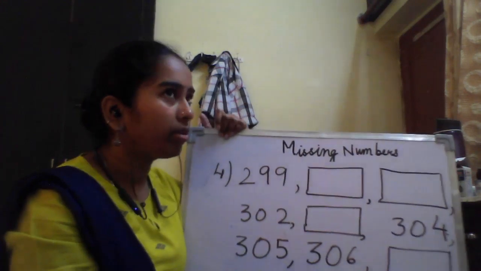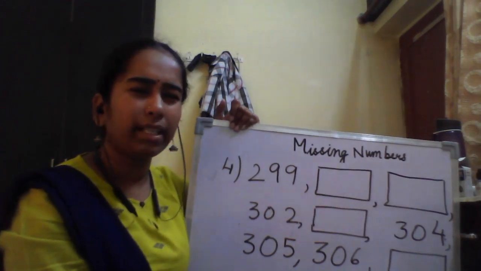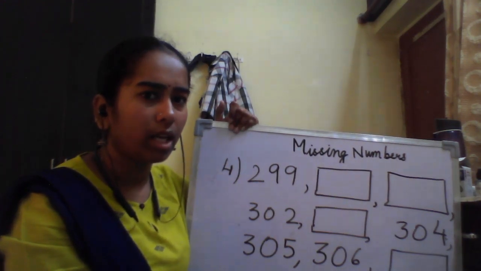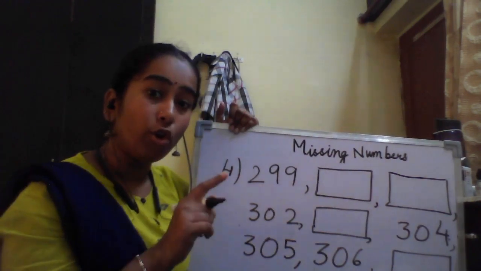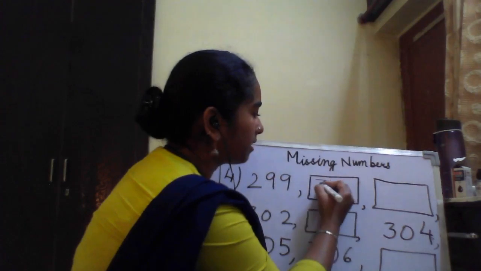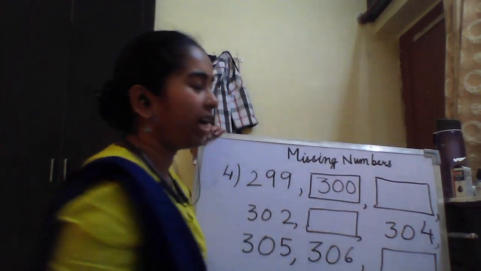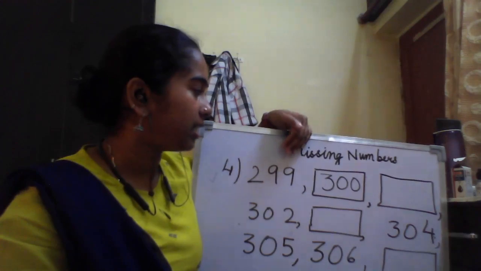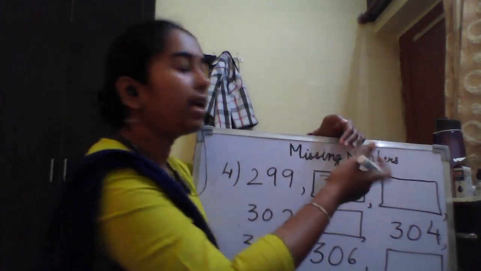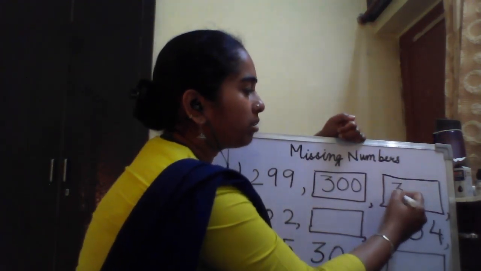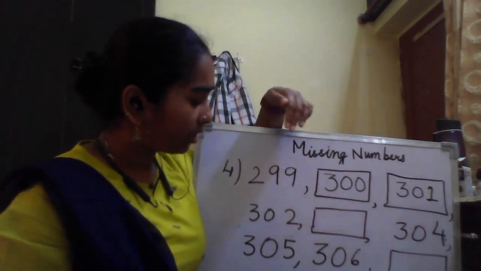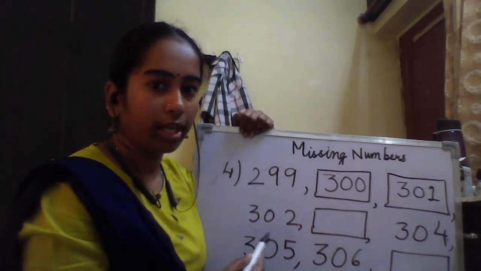After 299, what do you think comes? Which number comes after 299? Is it 200 again? No. Can you think? Yes, you're right. It is 300. After 299 comes 300, and then we start our counting from 300. So after 300 comes 301. We'll write it in our box. Then 302 is written for us.